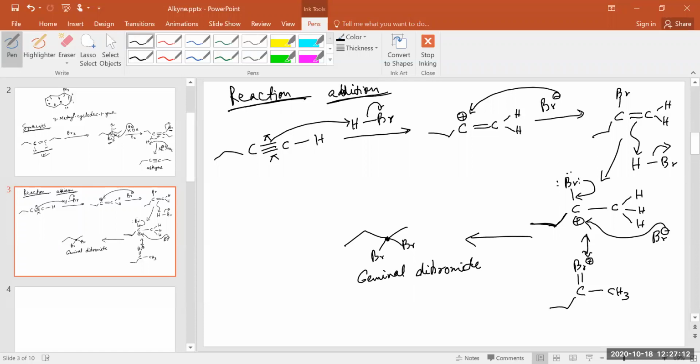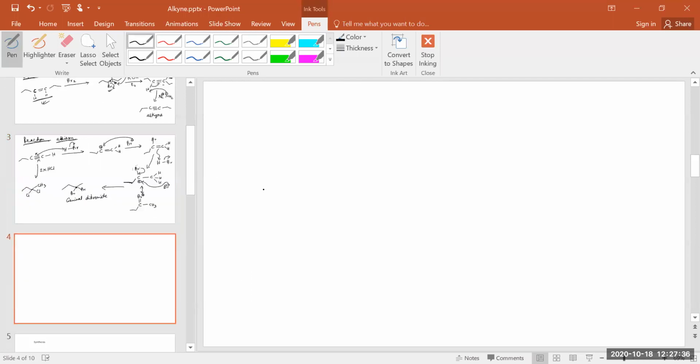Okay, HBr. Similarly, if you add HCl, two molecules of HCl will be added, and you'll get the same type of product. So it will be 2,2-dichlorobutane. Okay, so this is addition. Next, addition of water. So addition of water to a double bond takes place, and to a triple bond as well.